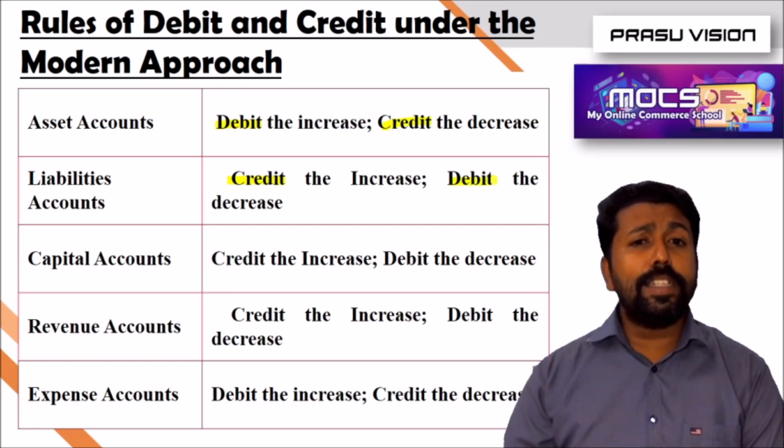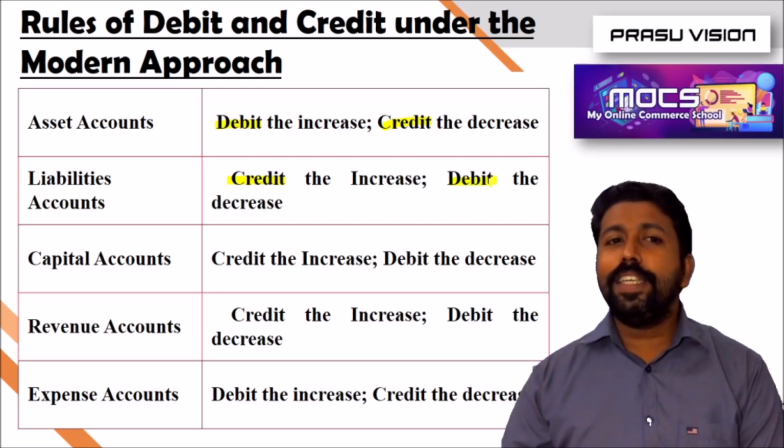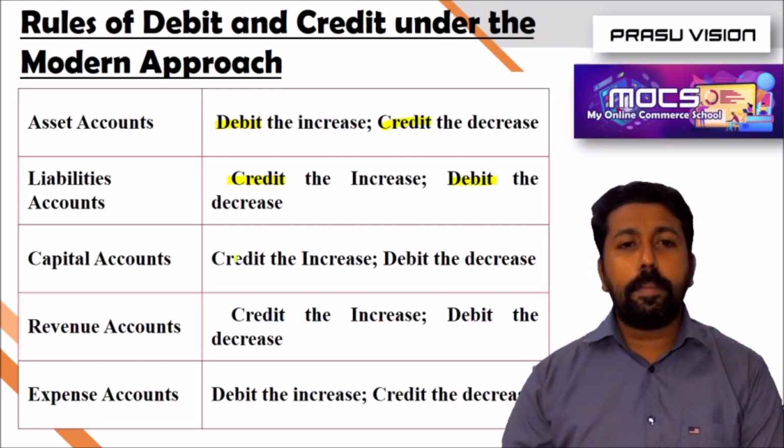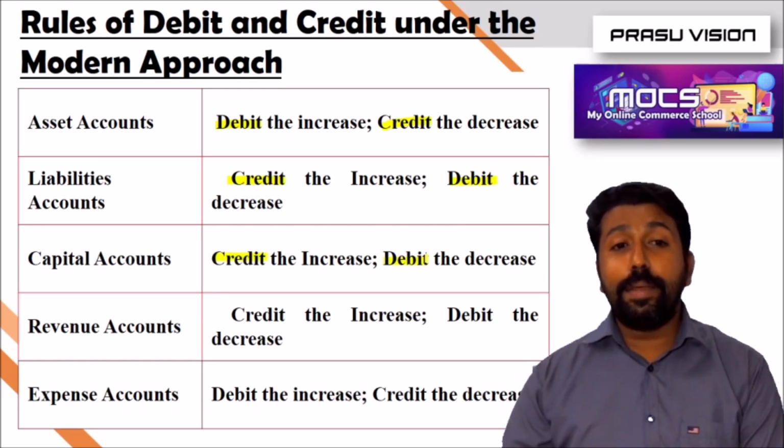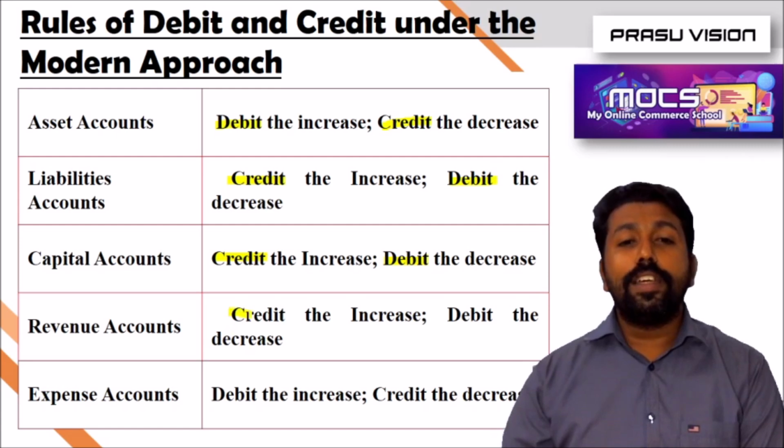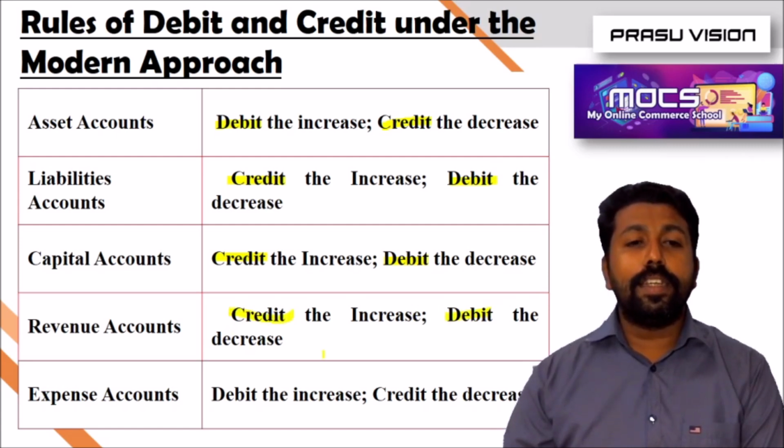So increase in liability credited, decrease in liability debited. Capital account increases credited, decreases debited. Revenue account increases credited, decreases debited. And expense account increases debited, decreases credited.